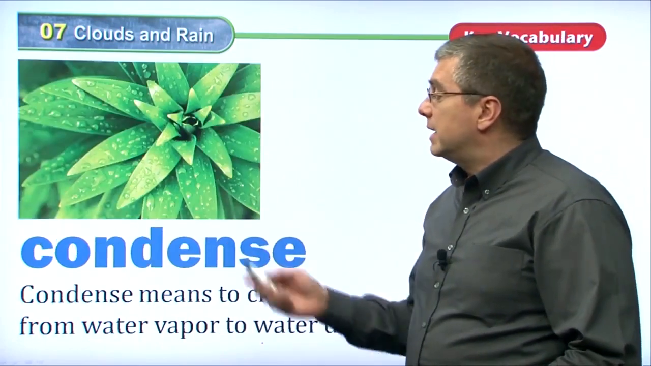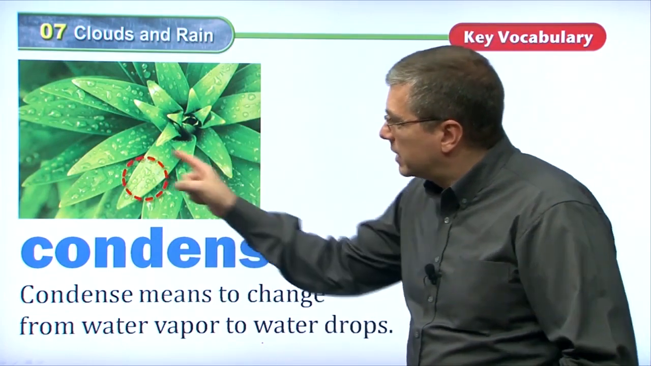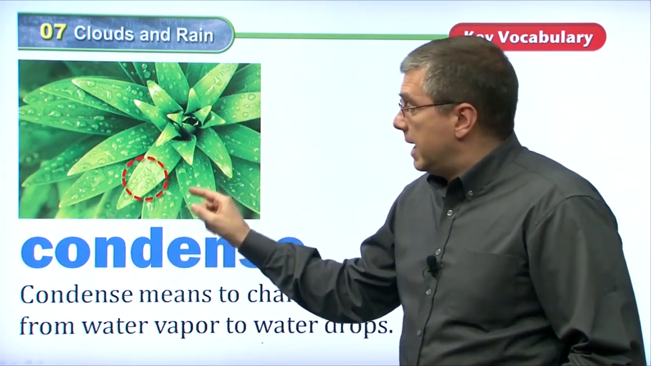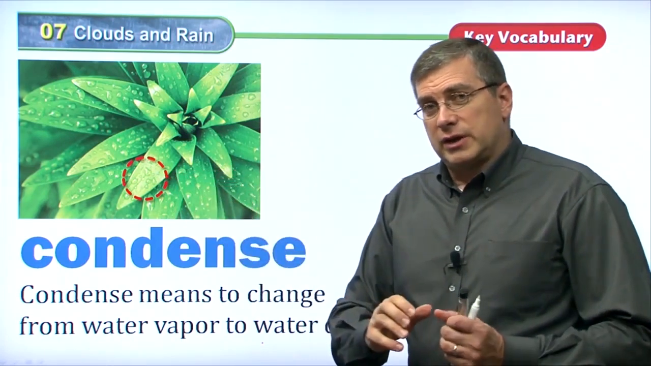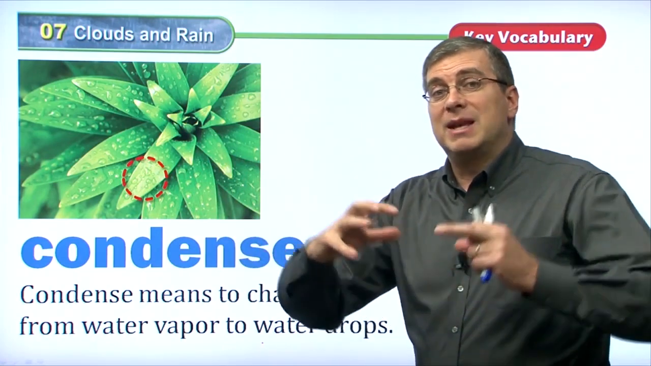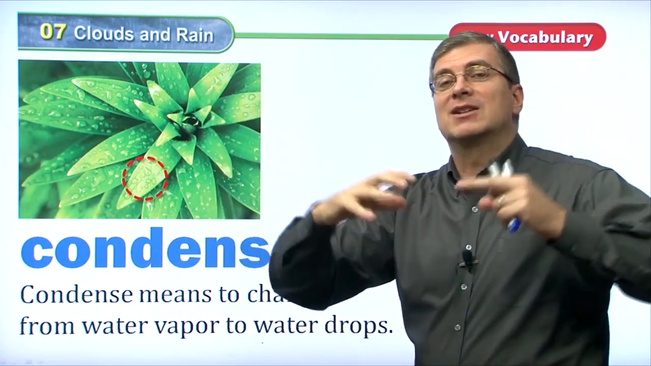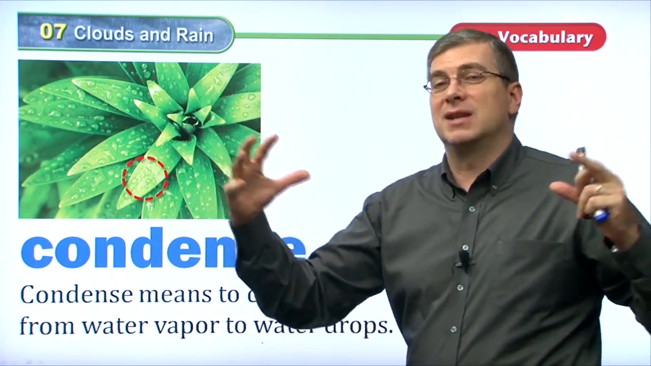Okay, so our next word is to condense. Let's take a look at the picture here. I want you to focus in on this red circle. Do you see the water drops on the leaf? These water drops have condensed. So before we just talked about evaporate. Evaporate is when the liquid water heats up, it expands, it moves away from each other, right? They expand into the air. That's evaporation.